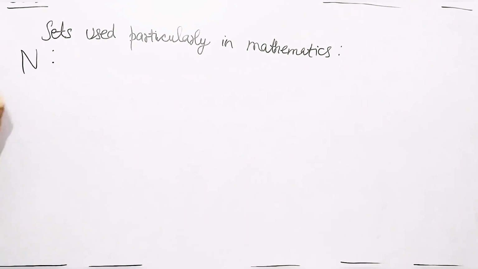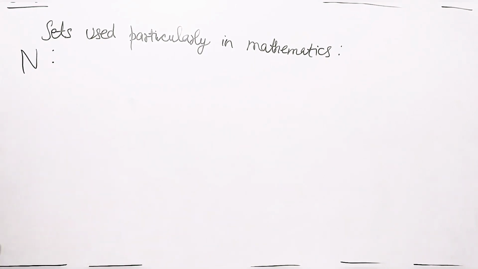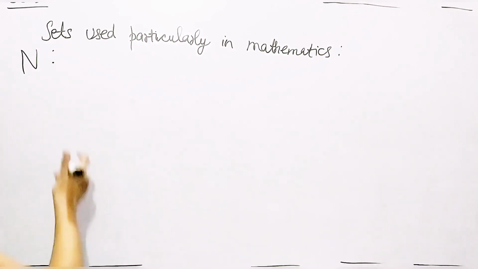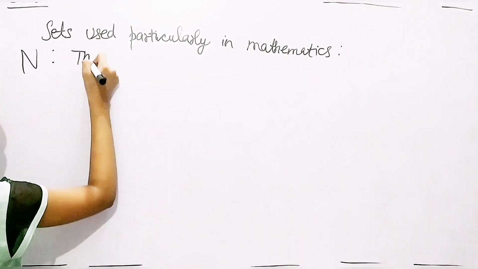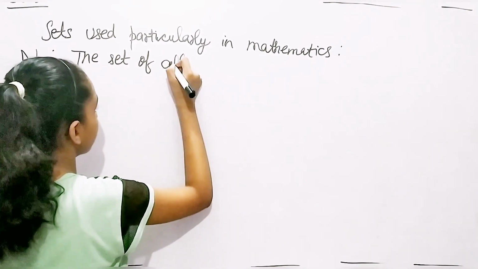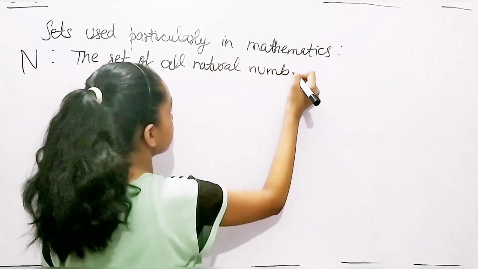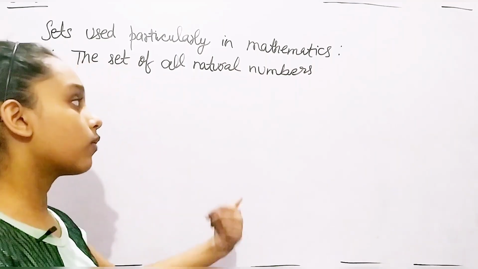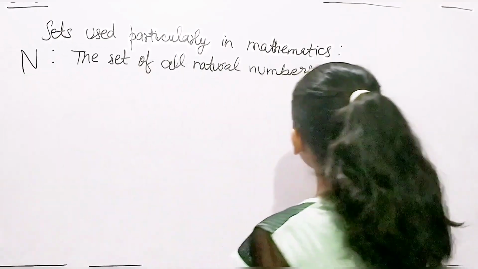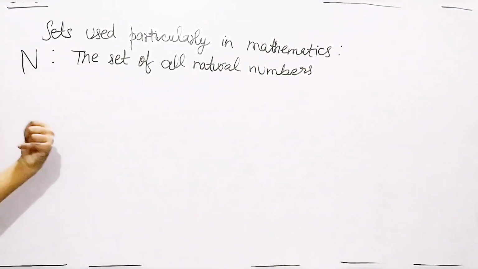We're going to read it as set N. Set N is for the set of all natural numbers. Natural numbers start from 1, so 1, 2, 3, 4 and go to infinity. No need to write a full stop. So this is the first set that is used particularly in math.